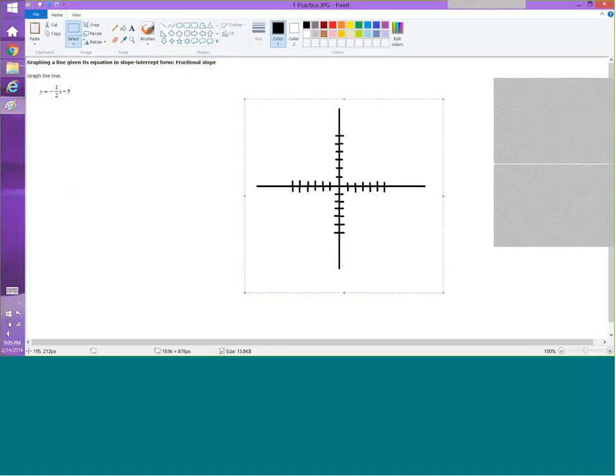I'll leave this one on the screen for a few more seconds while you guys jot it down on your paper. And then I'll pull the one I just did back up so that you can have something to work from. And let me know if you have any questions.